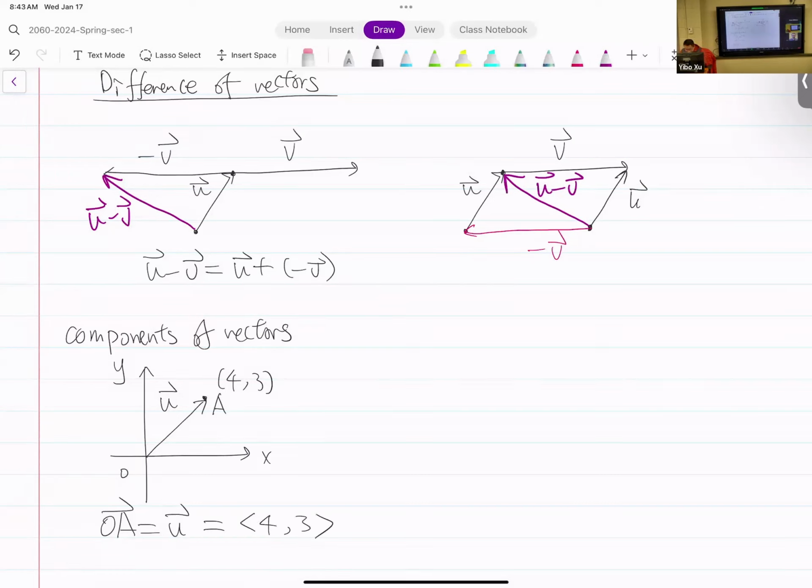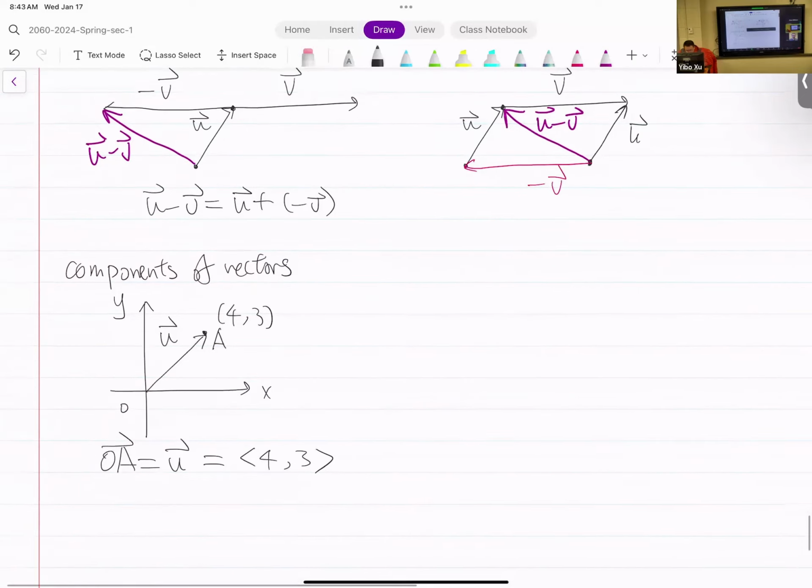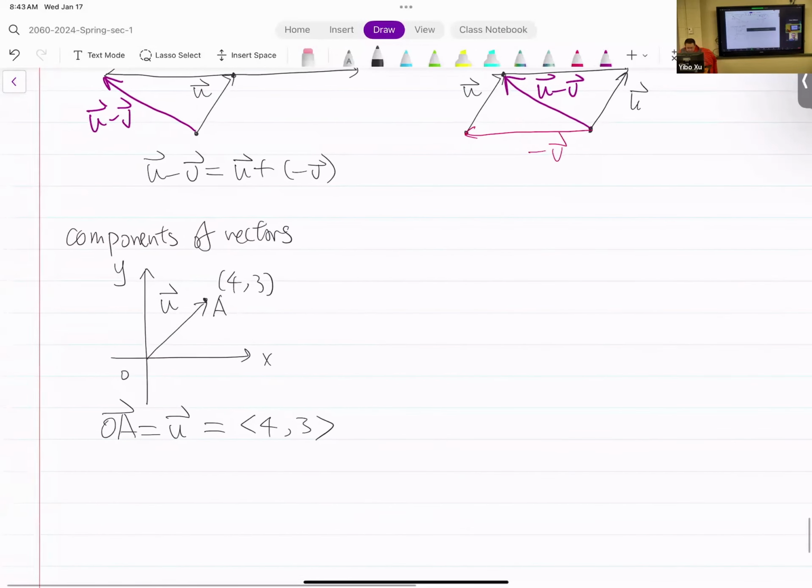So the way it travels is, of course, 4 units to the right, 3 units above. So it's still the same coordinates as the point A, right? But the notation is a bit different. That's the only difference.